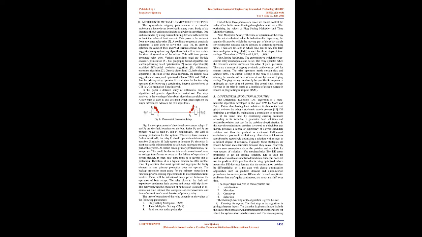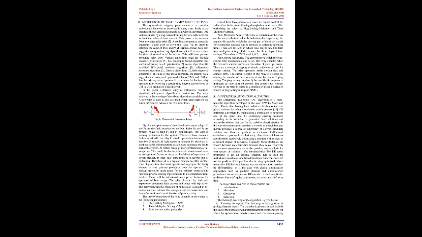Fig. 1. Placement of overcurrent relays. Fig. 1 shows placement of directional overcurrent relays. F1 and F2 are the fault locations on the bus. Relays P1 and P2 are primary relays to faults F1 and F2 respectively. This acts as primary protection for the system. Whenever a fault occurs at location F1, the relay P1 should operate in minimum time possible. Similarly, if a fault occurs at location F2, the relay P2 must operate in minimum time possible and segregate the faulty part of the system.